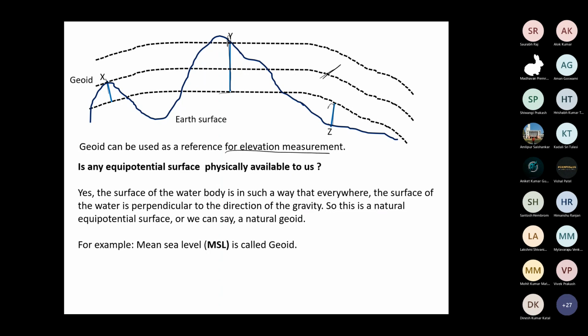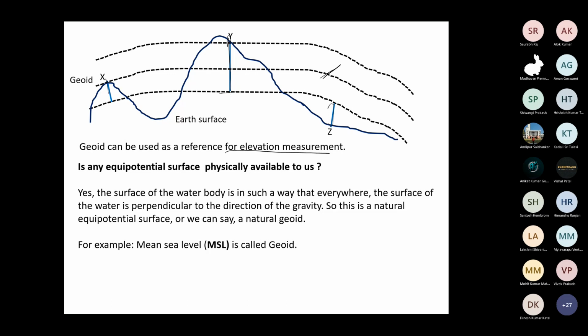Okay, otherwise we cannot say. So the question should arise: why are we saying mean sea level is our reference point? I can take any point. No. If you take any point, you will keep changing. So we want the equipotential surface. This is available to us. It can be the mean sea level.